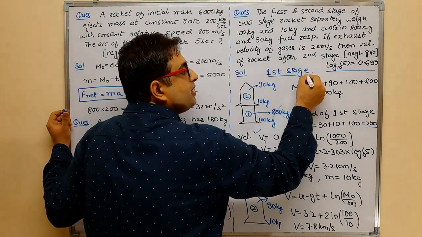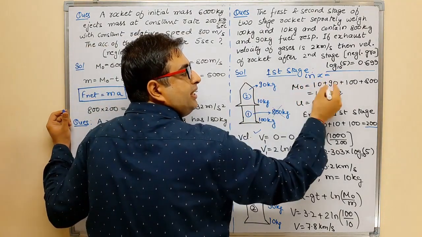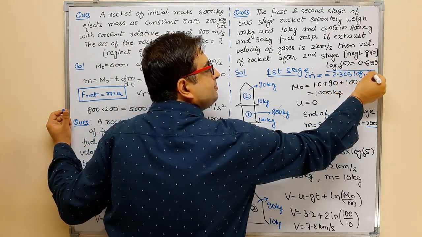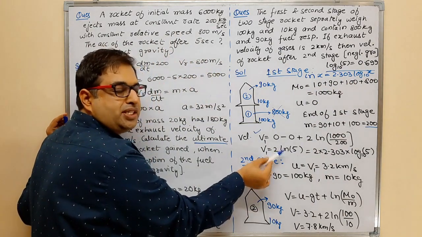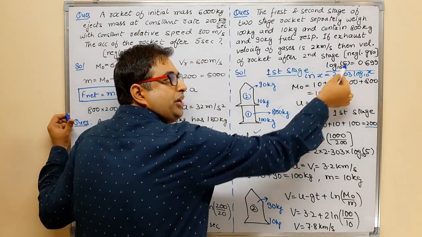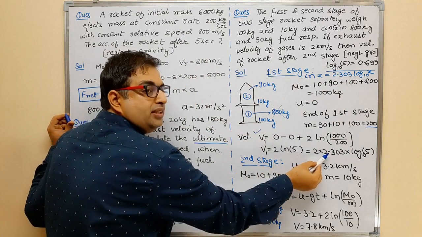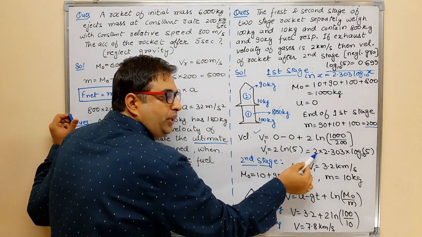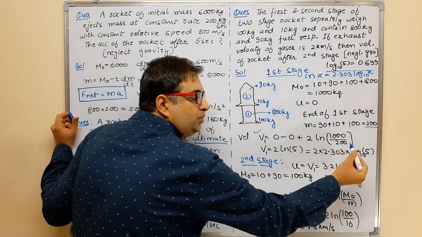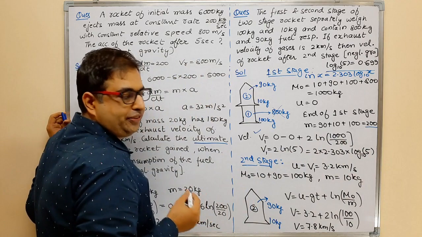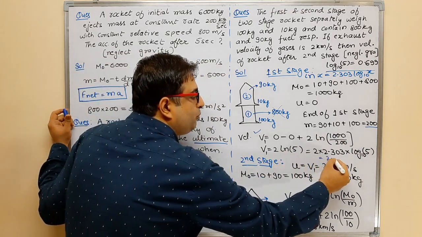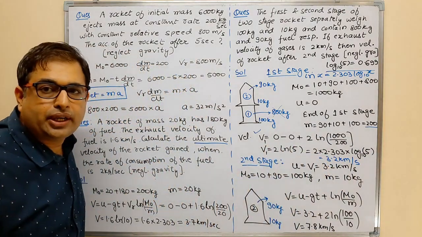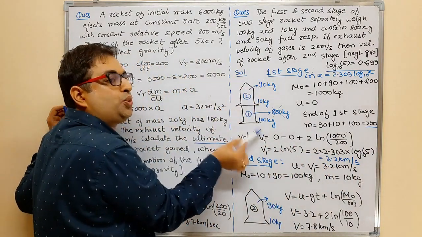The relation is ln x is equal to 2.303 log base 10 x. Right? So you can change this ln 5 into log 5 base 10 by multiplying by 2.303. So final velocity is 2 into 2.303 into log base 10 5. This is 3.2 kilometer per second. This is the velocity of the rocket at the end of stage 1.